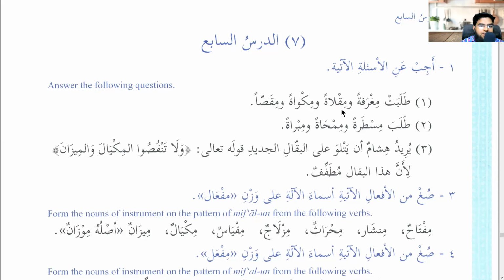ومقلاة, and a frying pan. Can you see a frying pan? I think this is a frying pan. ومكواة, I don't have an iron. ومقصا, and a pair of scissors. مقص. What is the difference between zoo and lada?